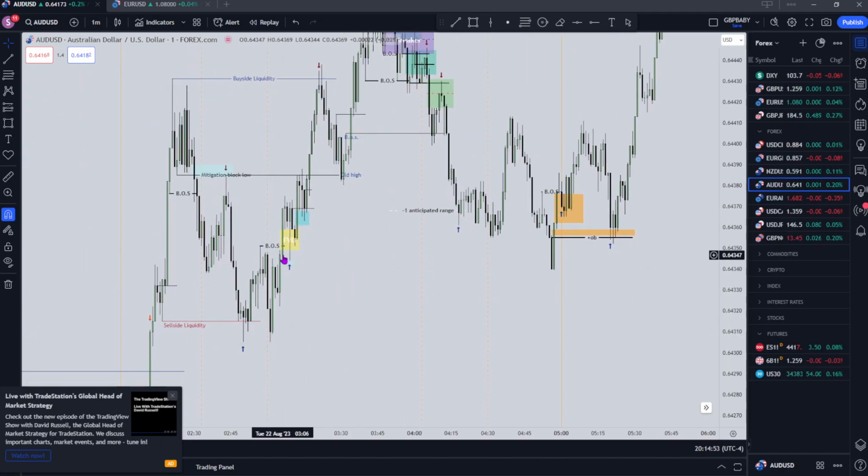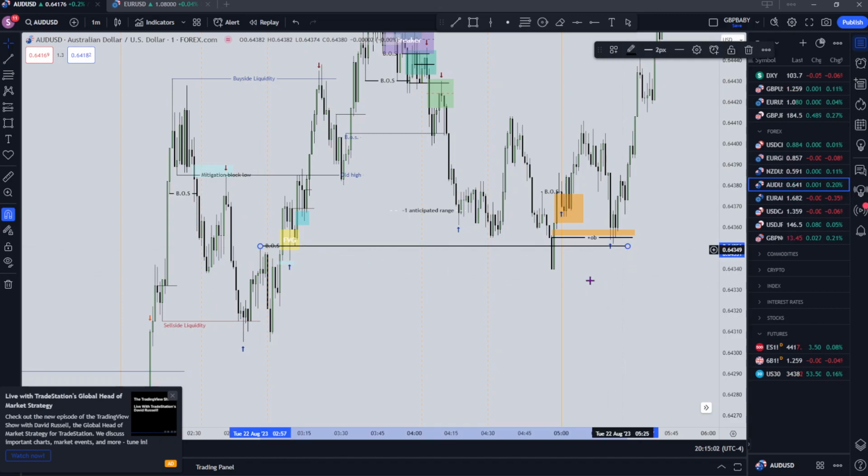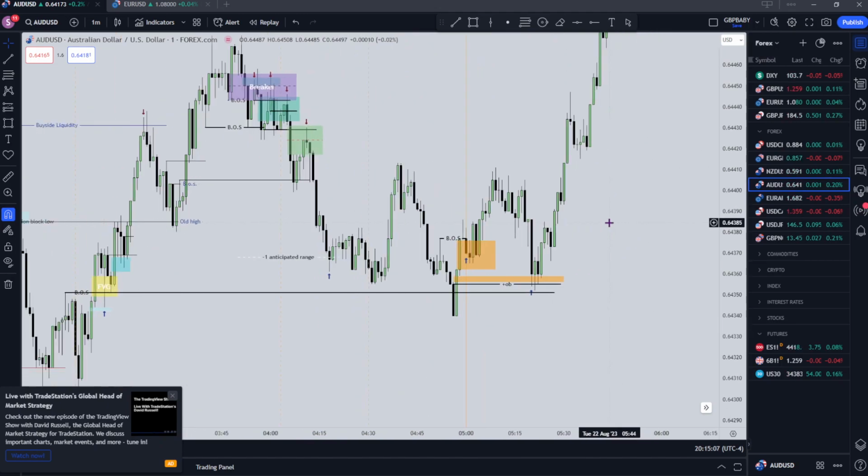Also there's a breaker here, and we can see we touched that breaker. So there's reason for price to find support at this level, you know? Support, and then we move higher.